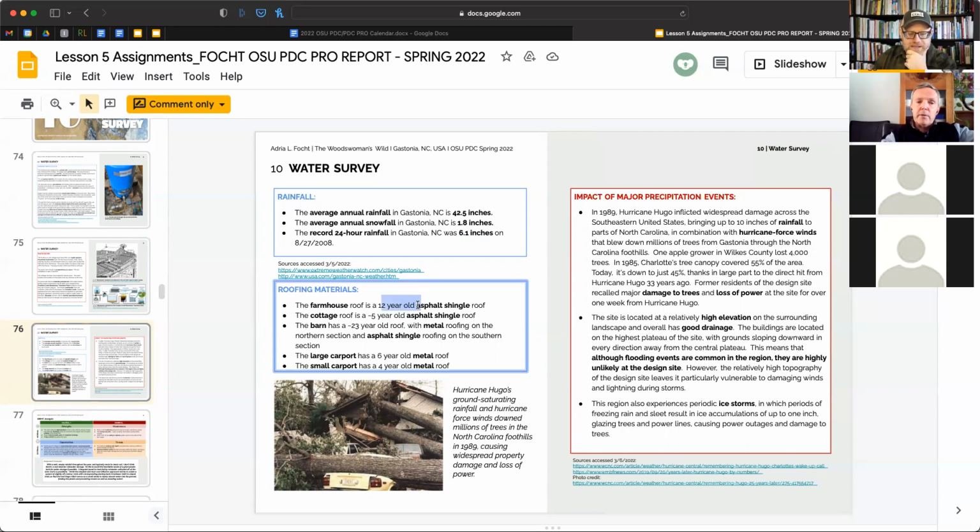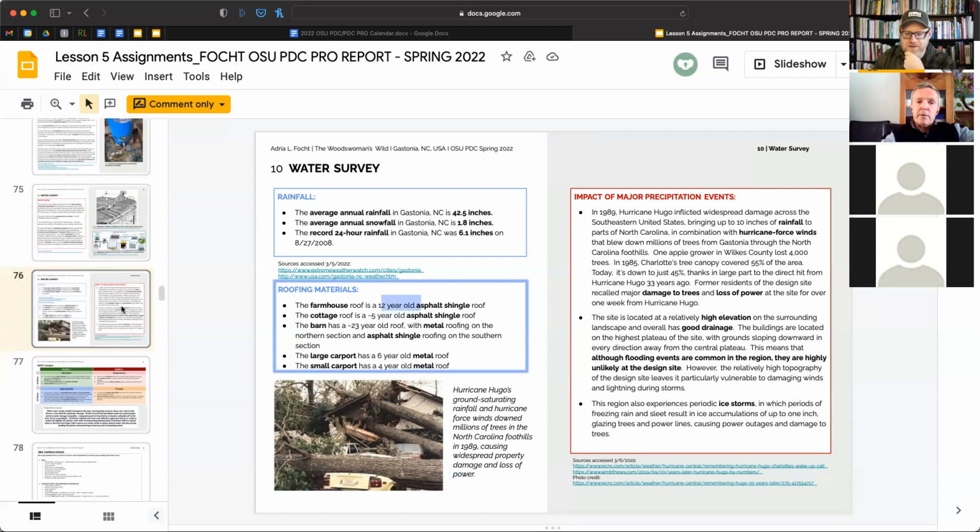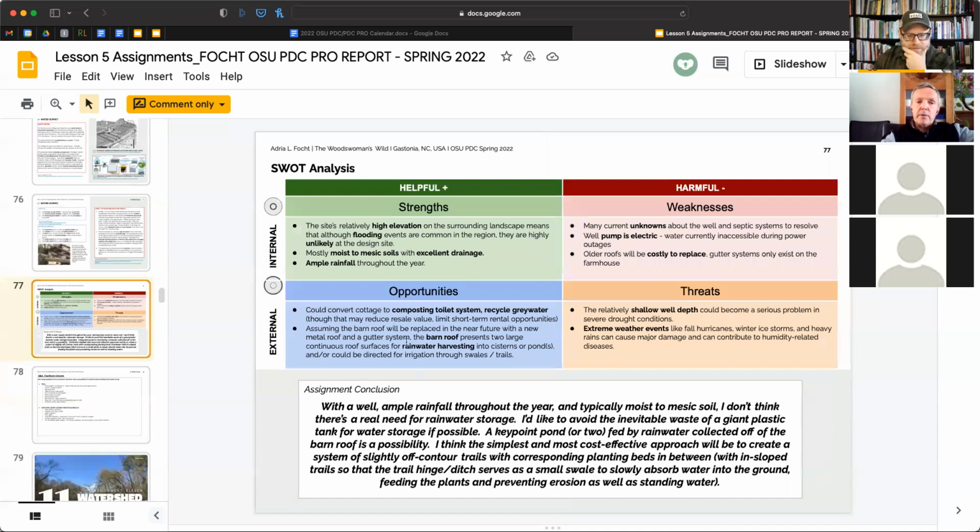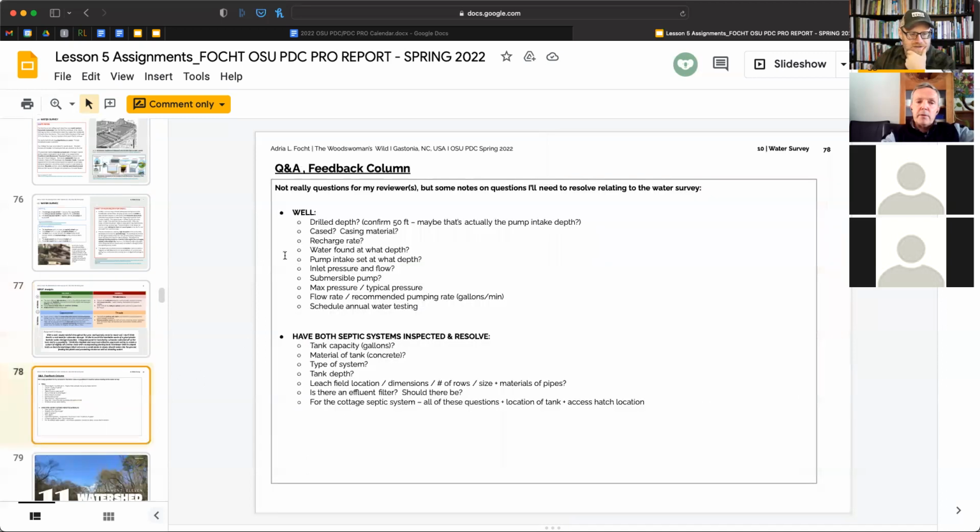And the reason for this is asphalt shingles after about 5 years have off-gassed to the point to where that water can then be used pretty effectively for any sort of watering. Here we've done the SWOT again, and then any questions. And she's made a great point of saying all the things she doesn't know, which is perfect. You know, there's a bunch of questions she's working on right now.